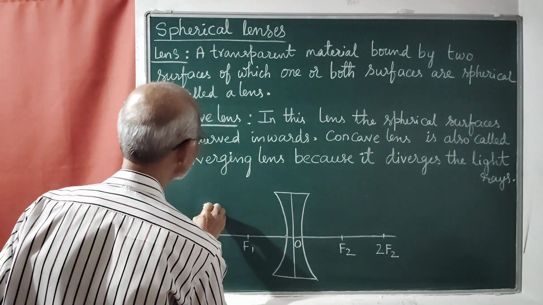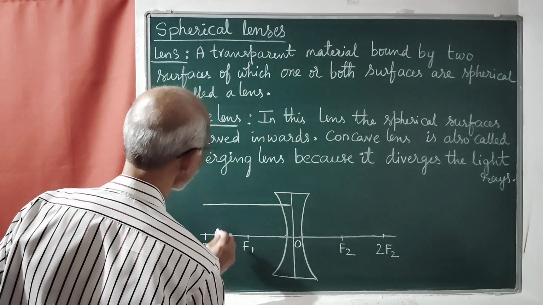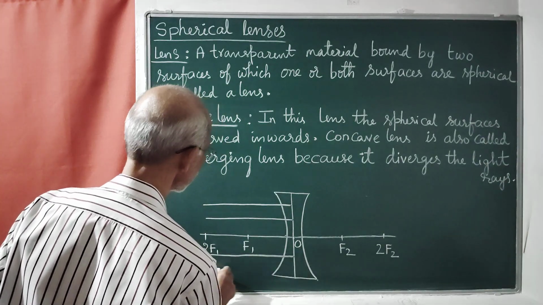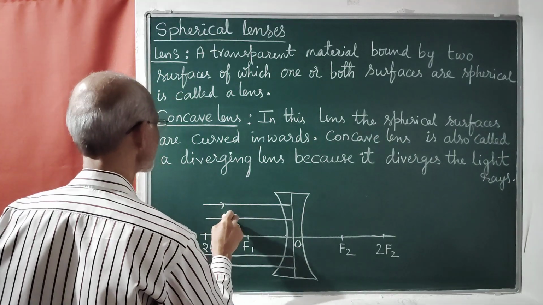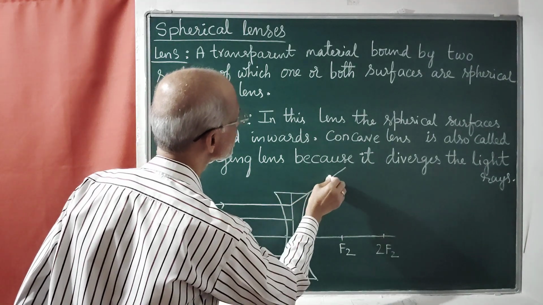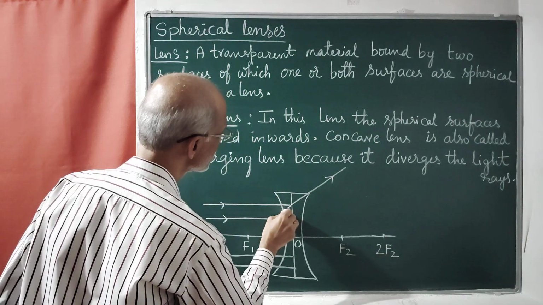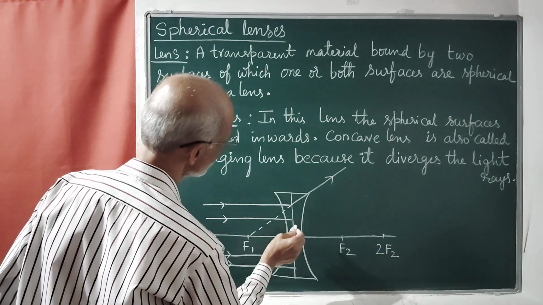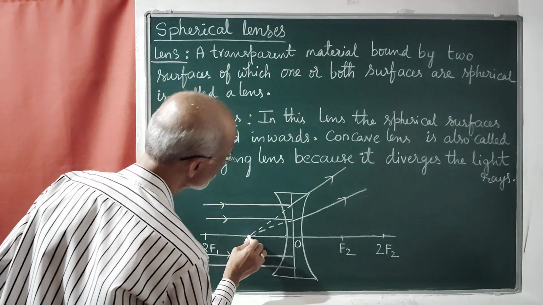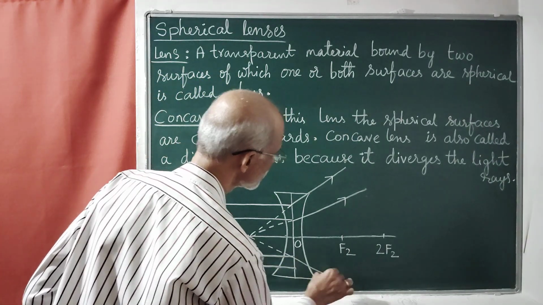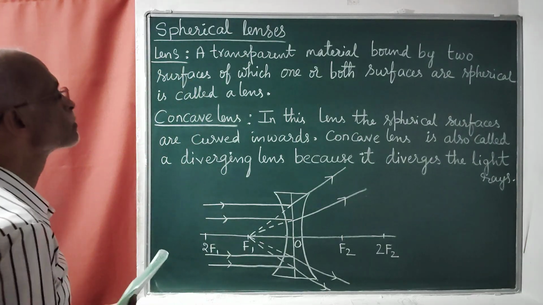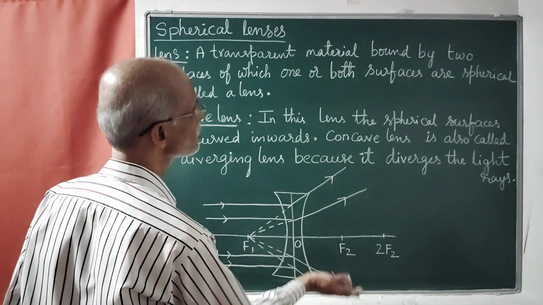So the rays that are parallel to the principal axis diverge away as though they are coming from F1. The rays get diverged.